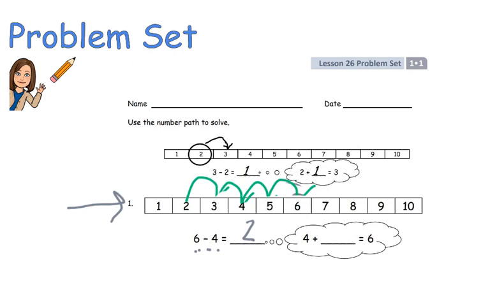Okay. I'm going to erase. You leave yours. I'm just going to erase so I can show you by thinking of this problem as addition. So we're going to start at 4, and we're going to hop up to 6. 1, 2. Hey, wait a minute. I'm noticing something. What do you notice?